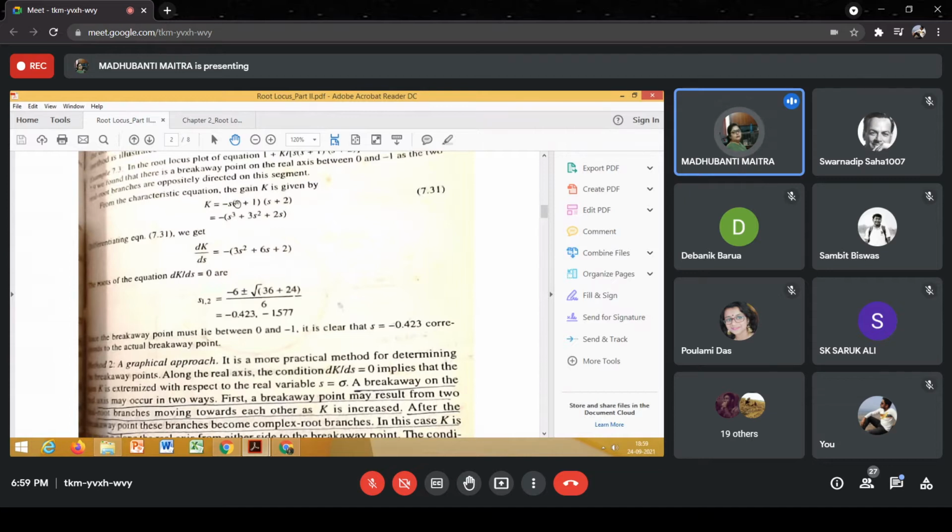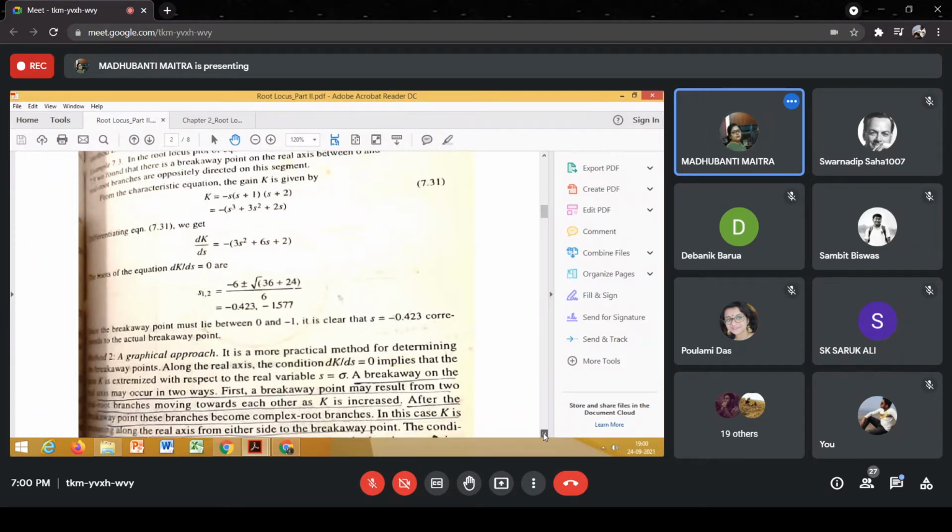So if the roots of this equation come out to be a complex conjugate pair, then at one particular root you'll have to apply the angle criterion and check whether it is satisfied or not, and accordingly you'll be able to decide whether those complex conjugate roots of this equation are complex conjugate breakaway points or not.